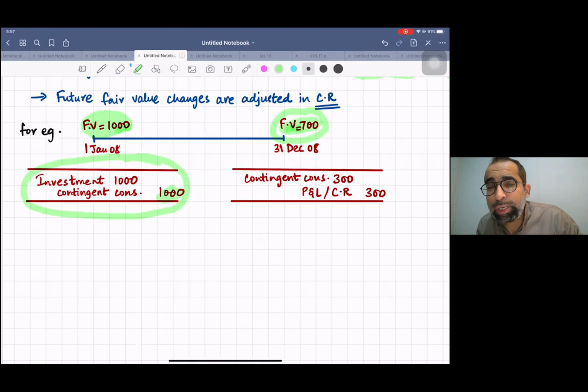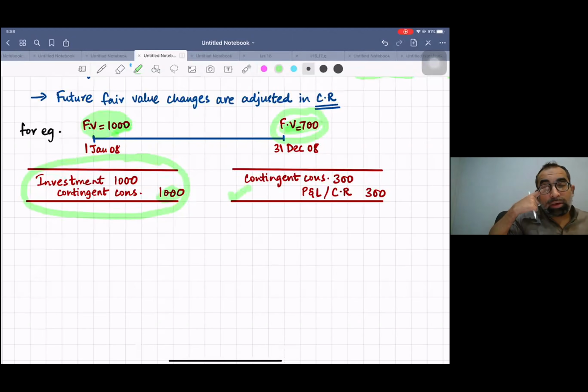So how are we going to account for this change? We'll simply report it in consolidated reserve. Wait, we'll make the entry. Our liability was initially 1000. Now your liability is only 700. So what entry will you make?